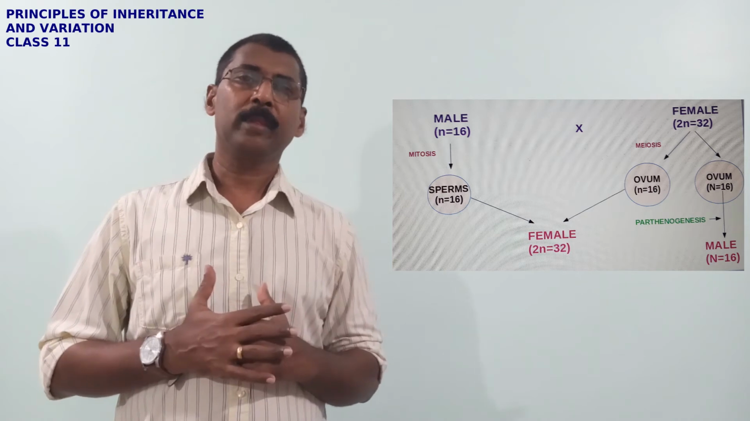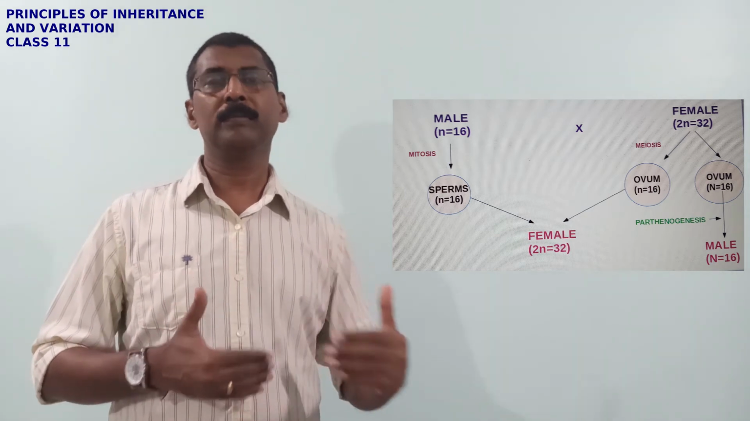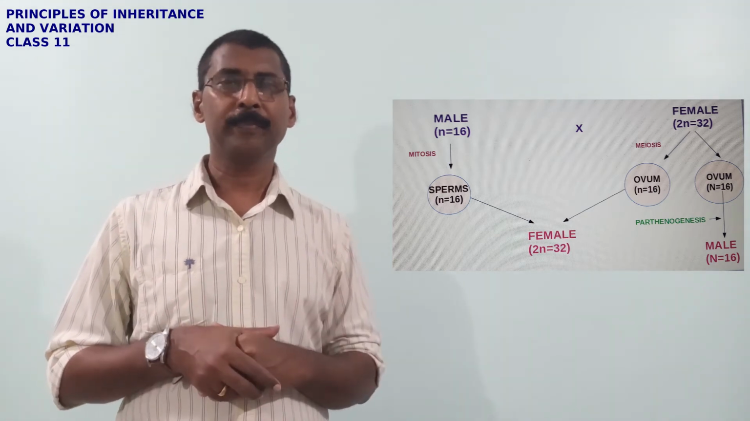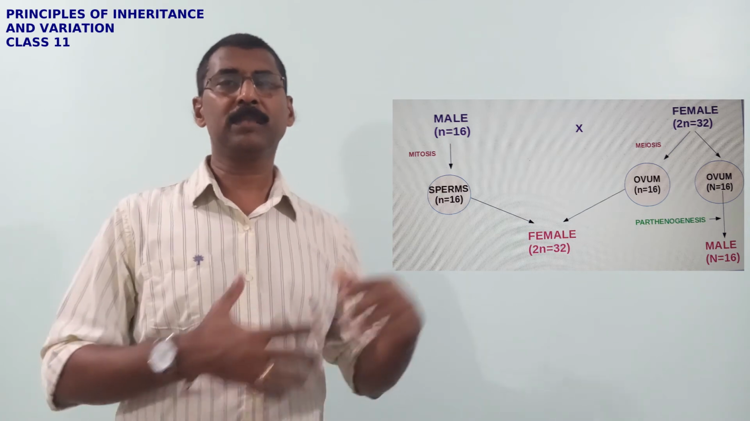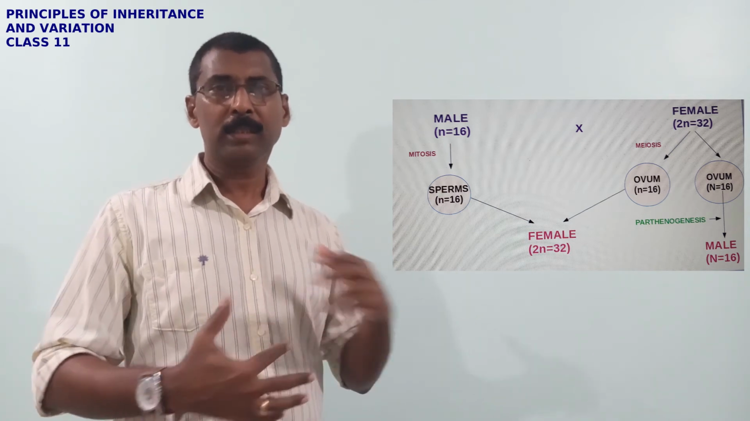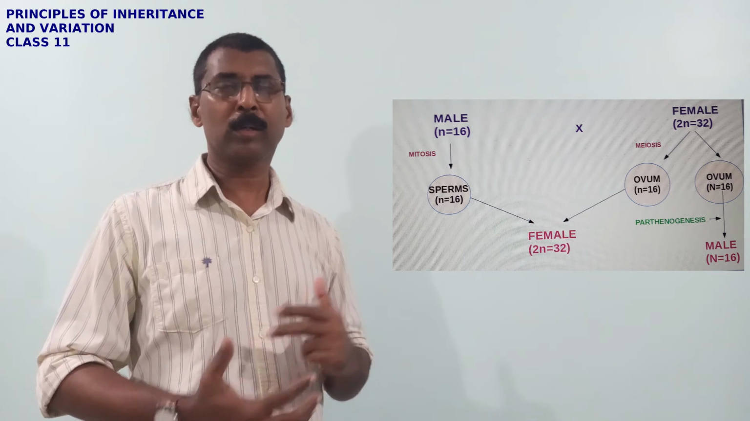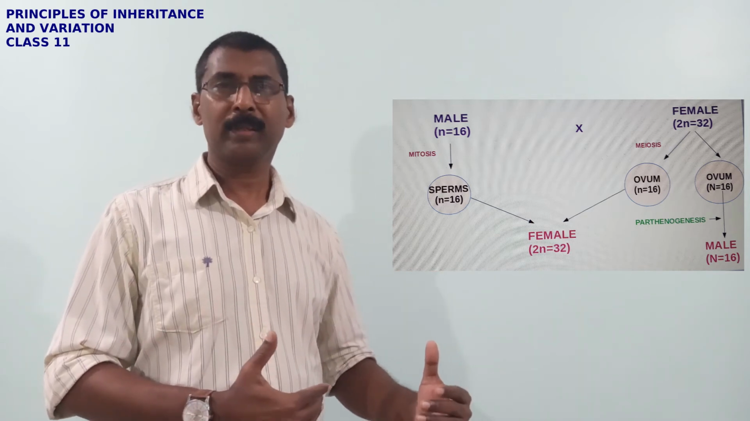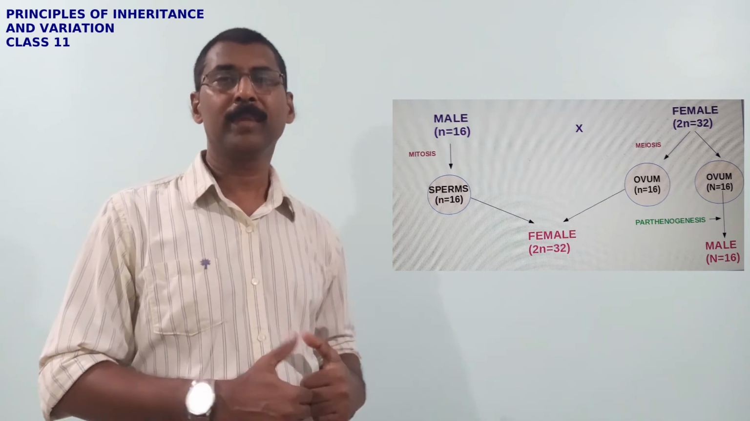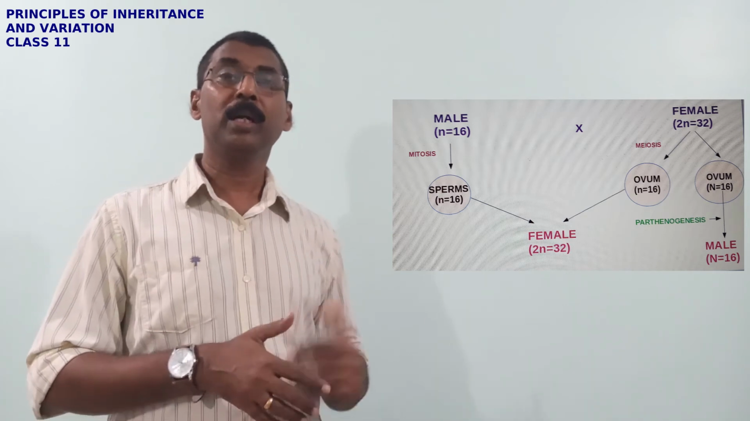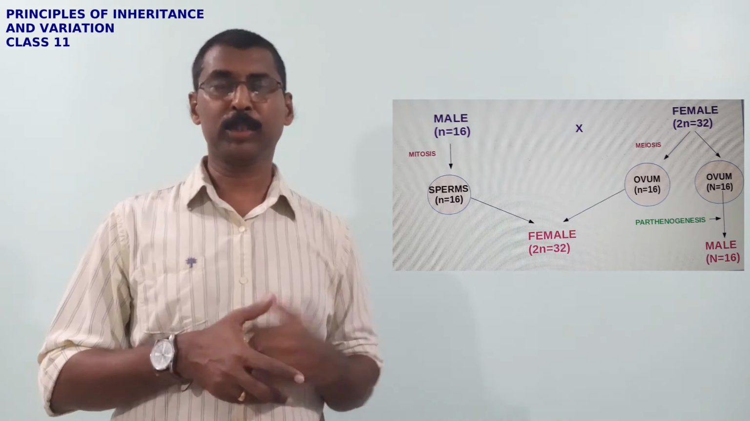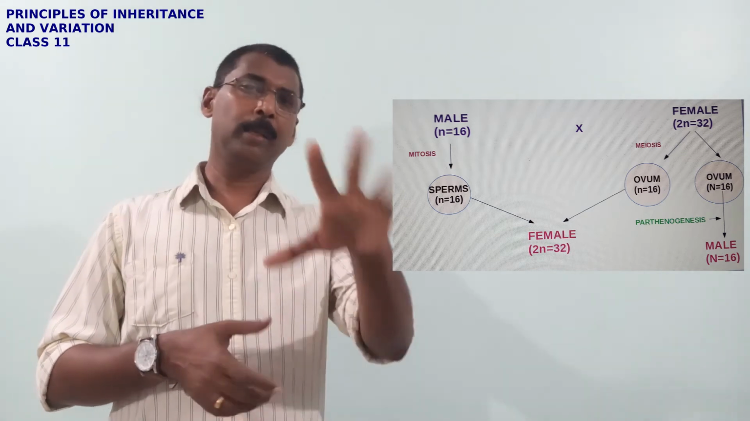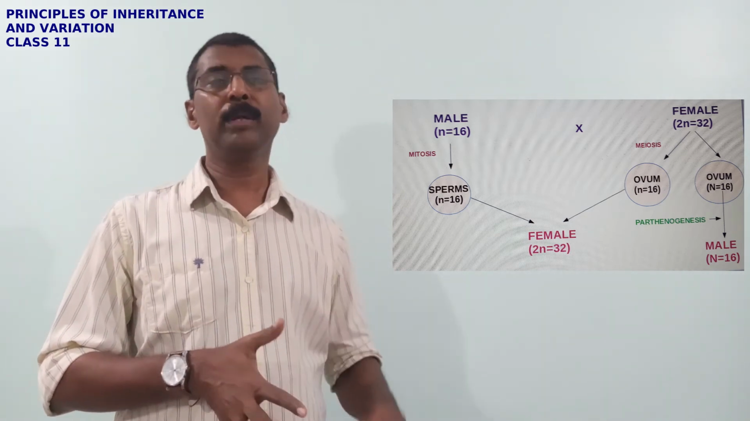And now, when fertilization takes place, the sperm fertilizes the ovum. 16 plus 16, the chromosome number becomes 2n, 32 in the zygote, and the zygote develops into a female individual, because females are diploid.